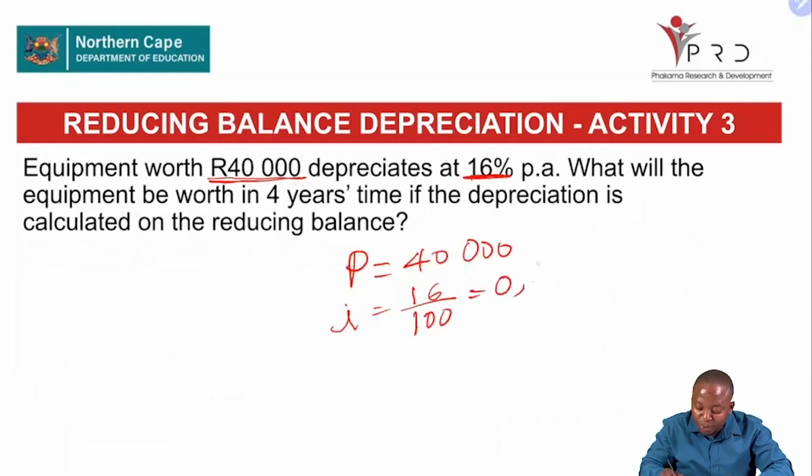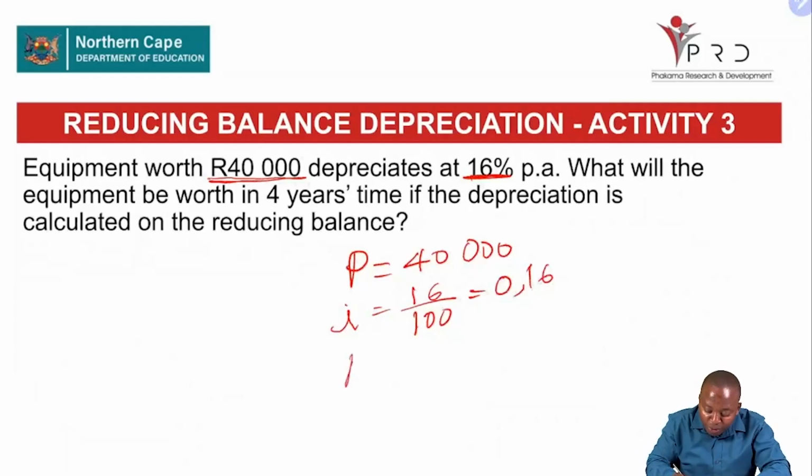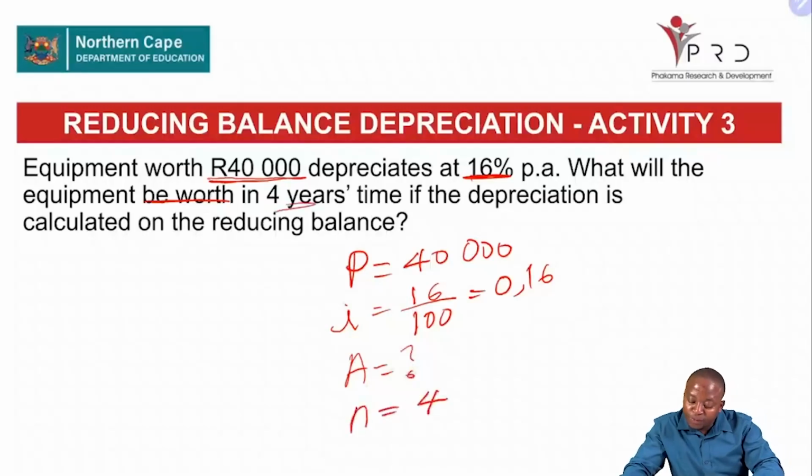It will be 0.16. What will the equipment be worth in 4 years' time? So in 4 years' time, it's in the future. So in this case, we are looking for our future value. So the period is 4 years, and in 4 years' time, n is 4.